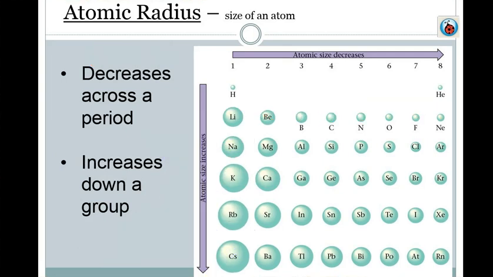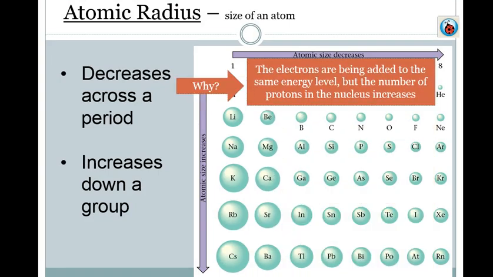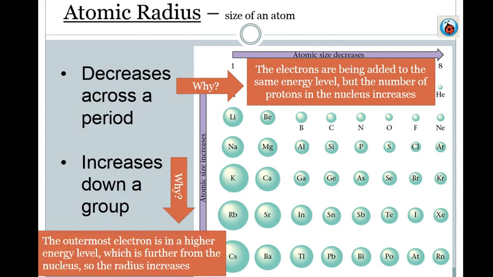And the reason is why. It says here the electrons are being added to the same level, but the number of protons in the nucleus increases. And going down, why? The outermost electron is in a higher energy level, which is further from the nucleus, so the radius increases. And I will explain to you why here on this paper. So you need to understand how or why these things are so.